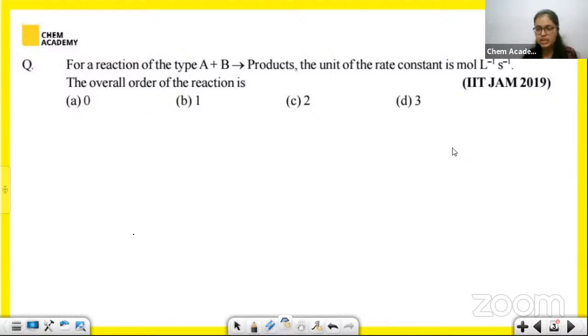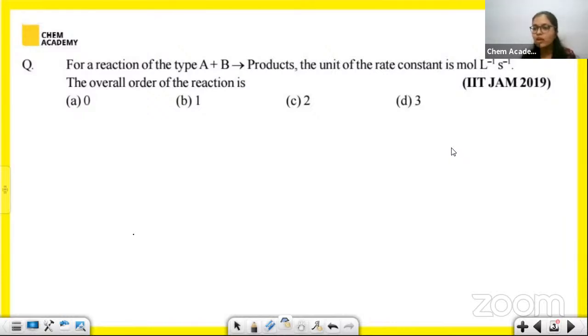Okay, so the very first question for today is, for a reaction of the type A plus B, it gives products. The unit of the rate constant is mole, liter inverse, second inverse. The overall order of the reaction is. So over here, we are given a particular reaction, which is A plus B, which is getting converted into some products. Now, the unit for the rate constant of this particular reaction has been given over here, which is mole, liter inverse, second inverse. So what have we been asked to calculate over here? We have to calculate the overall order for this reaction.